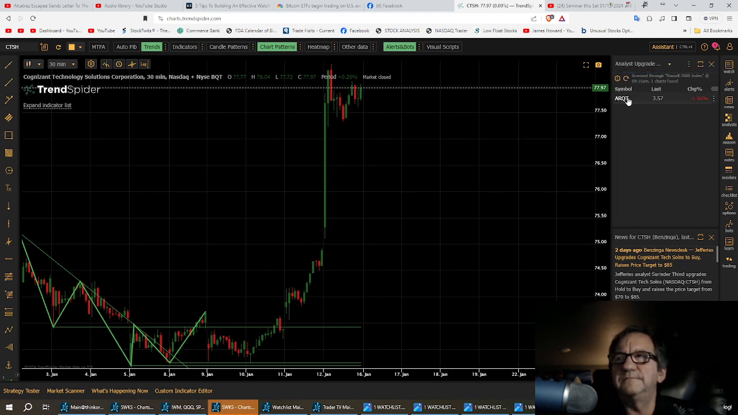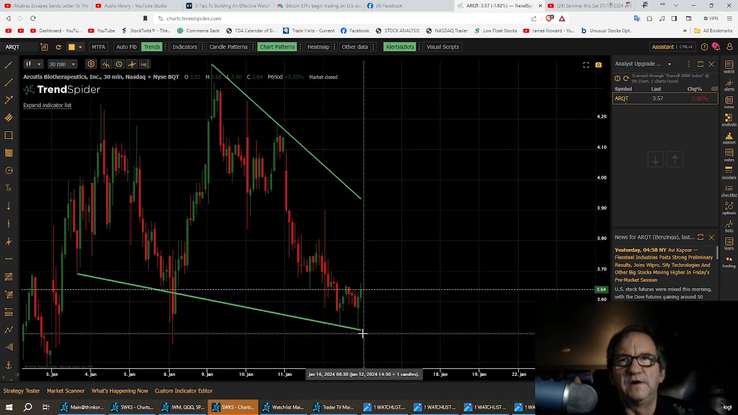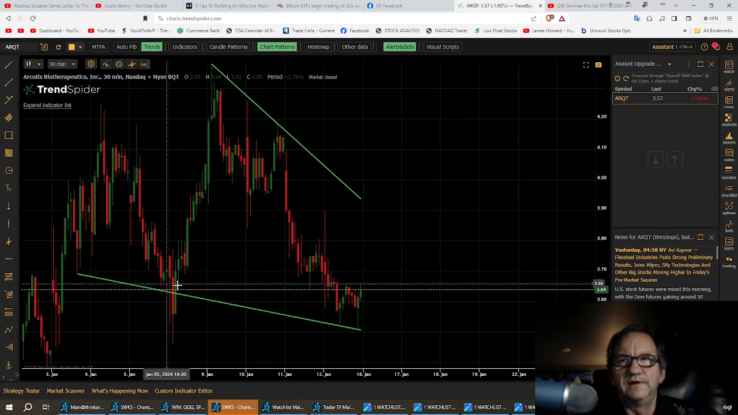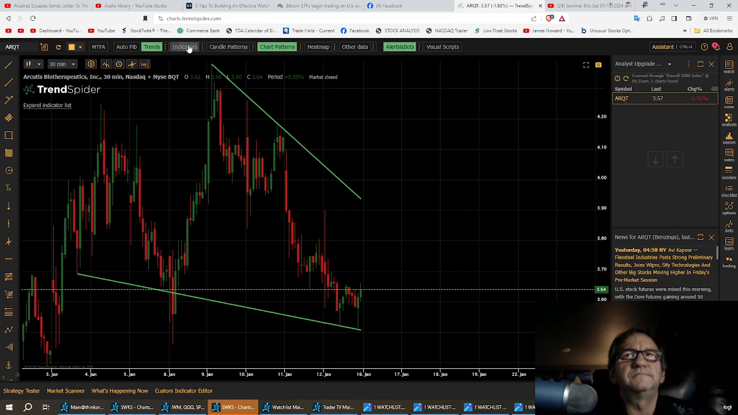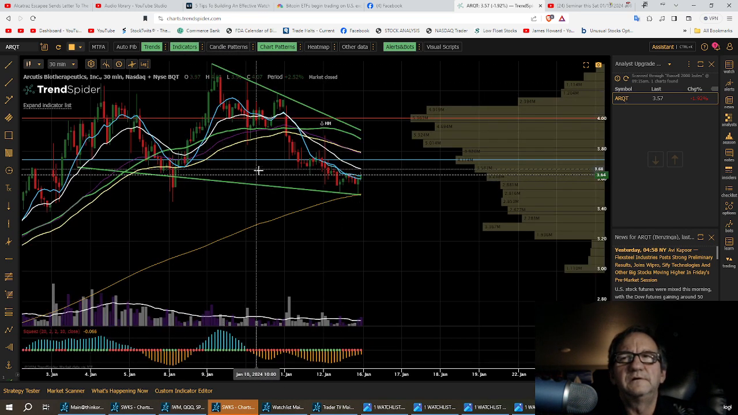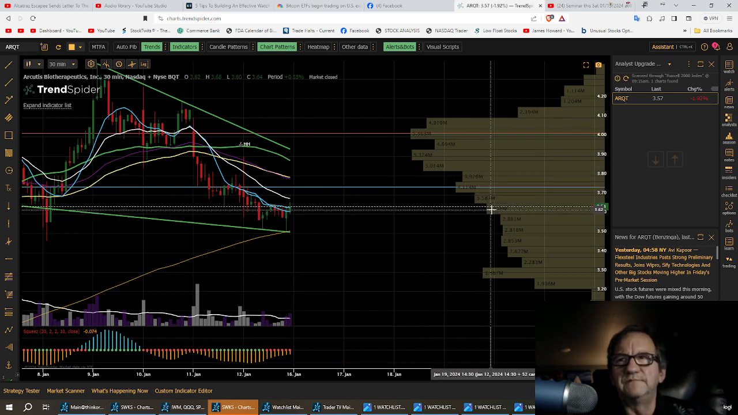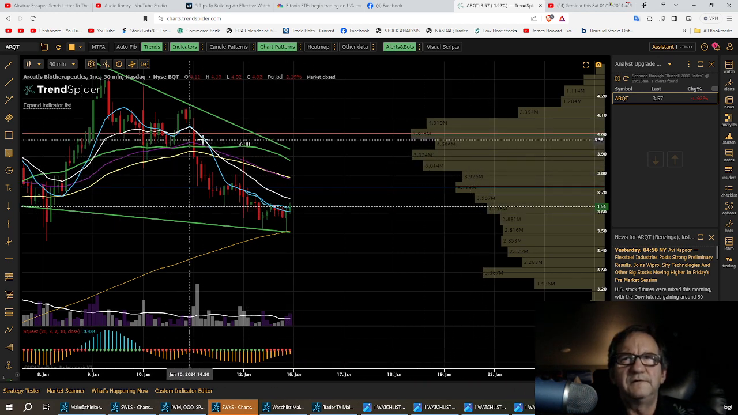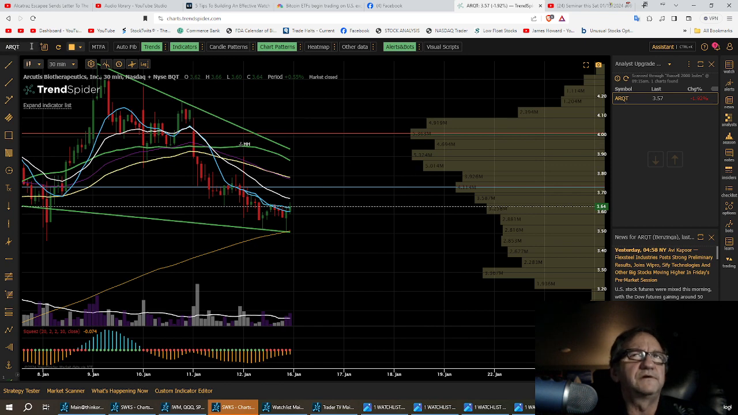ARQT. Now this has got a wedge, and we're down here at the bottom. So this one here could break out pretty soon. I want to add my indicators. I want to see where the money flow is, and we're definitely undervalued right now. This thing could easily get back up here to this little spot right in here. I want to keep a good eye on ARQT this coming week.